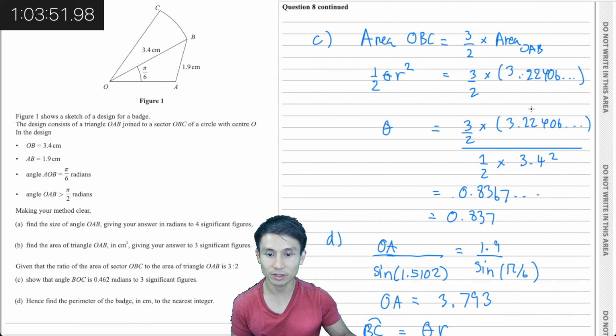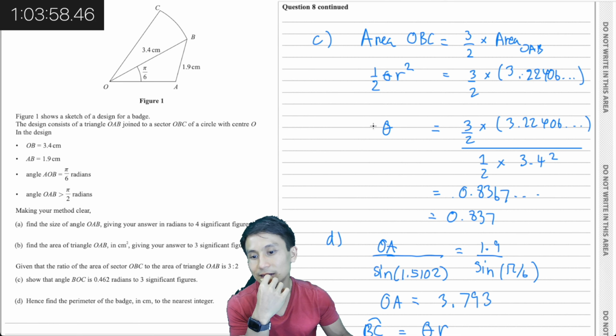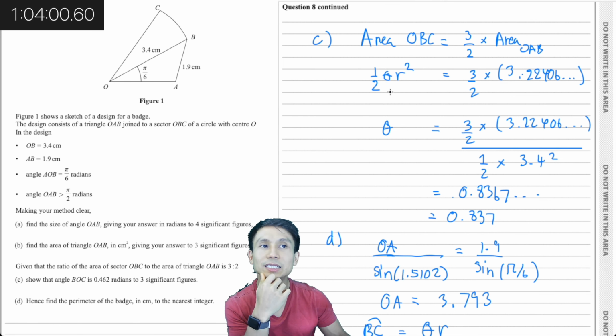Okay, that's weird. Wait, area of a sector OAB. Is that right? I think that's the right equation, right, guys? Yeah, this is right. So 1 over 2 theta r squared. So we move it down. We do 3 over 2 times that over 1 over 2 times that.